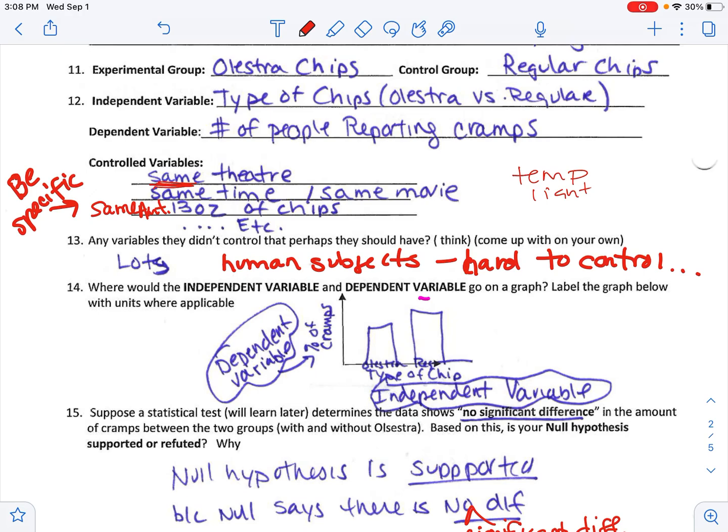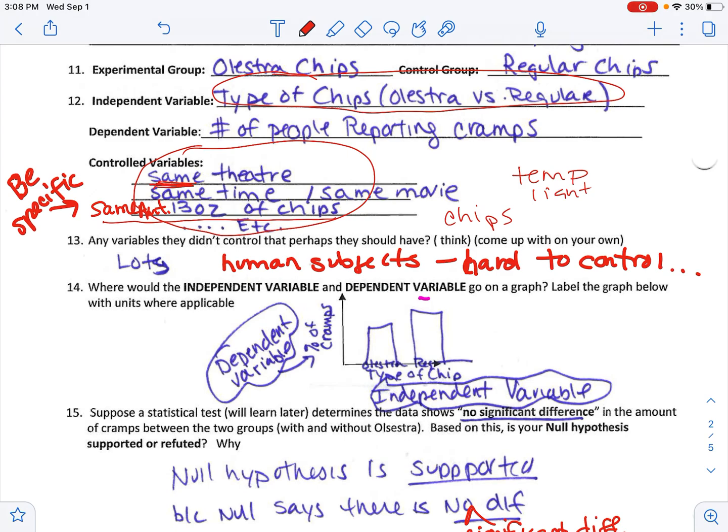Be specific here. The only thing you should not have here, and some people do, is some people say the chips. Okay, well, you're not specific enough. I don't know what you mean, because the independent variable is the type of chip, right? Our independent variable is the type of chip, whether they're regular chips or chips with Olestra. So if you just say chips as controlled variables, I'm going to mark that wrong. Okay, but here you have to say they all had the same amount of chips, like everybody ate 13 ounces of chips.